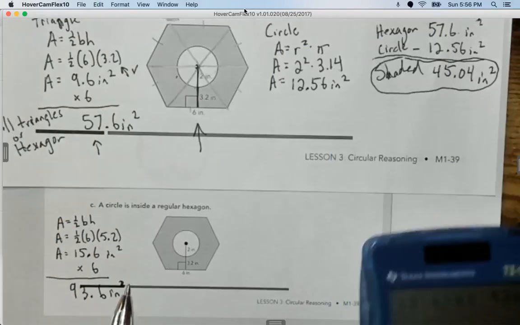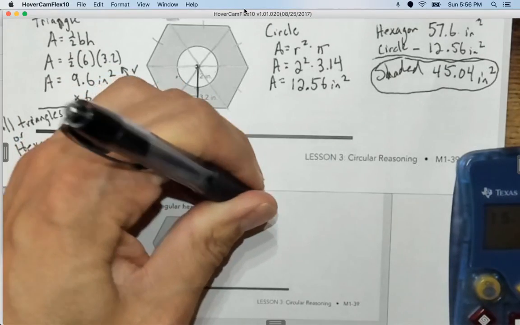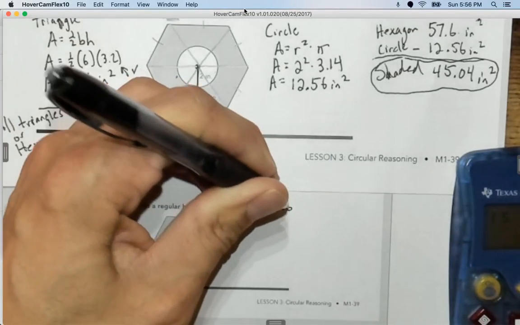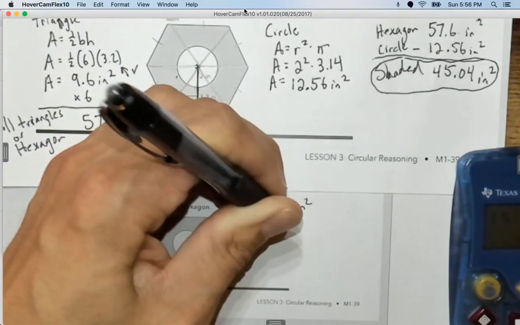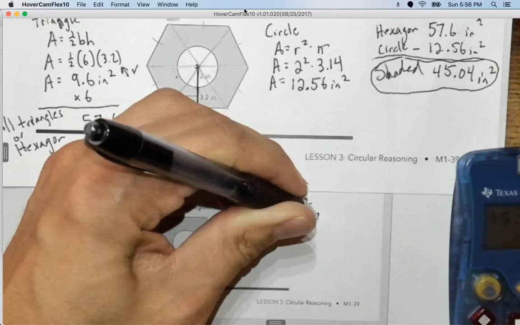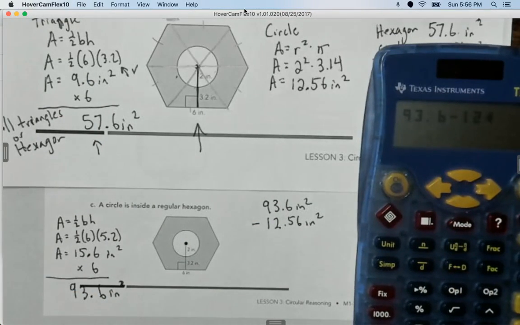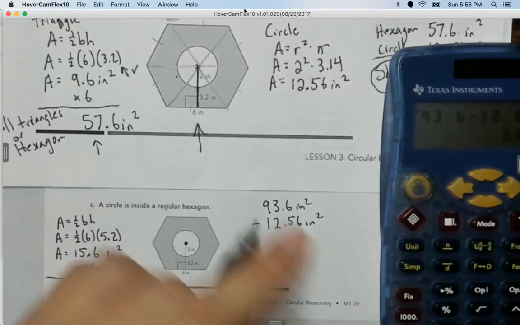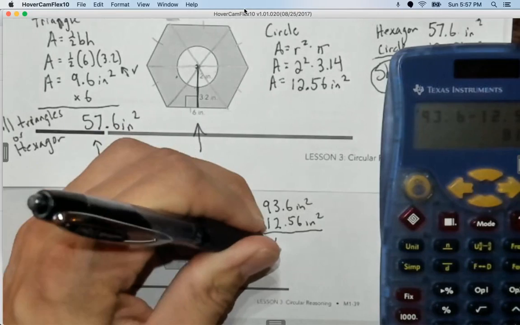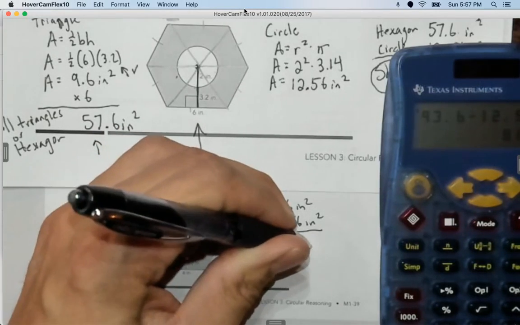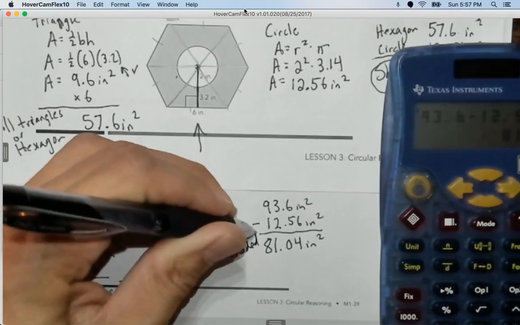Then the subtracting is going to be different, obviously. So then I would take my hexagon, I subtract the circle, and I get an area of about 81 and 4 hundredths inches squared. And so that should be my corrected answer.